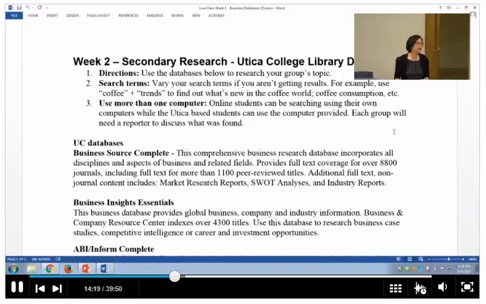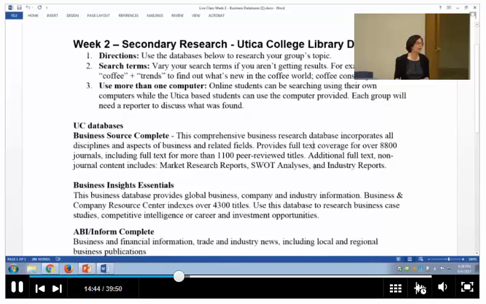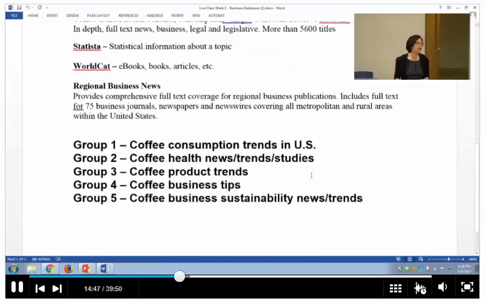For group 1, we want to see if you can find anything on coffee consumption trends in the United States. Okay, and group 2, coffee health. There's been a lot of studies about the health effects of coffee. So you could try coffee health trends or studies, anything like that. And group 3, coffee product trends. They're constantly coming out with new ways and different types of coffee products.